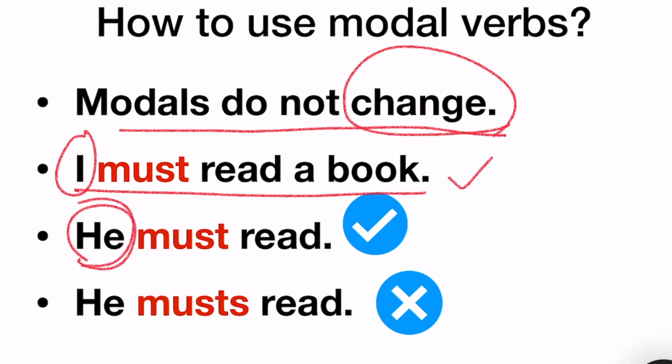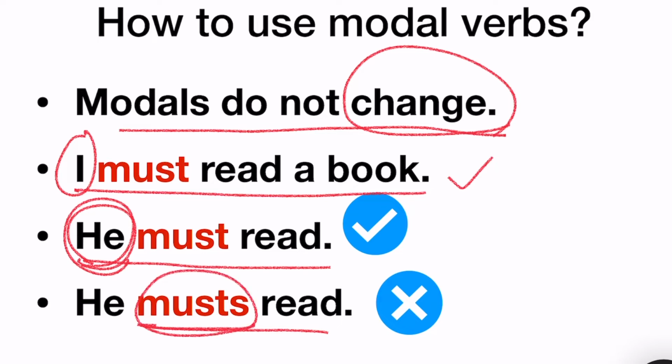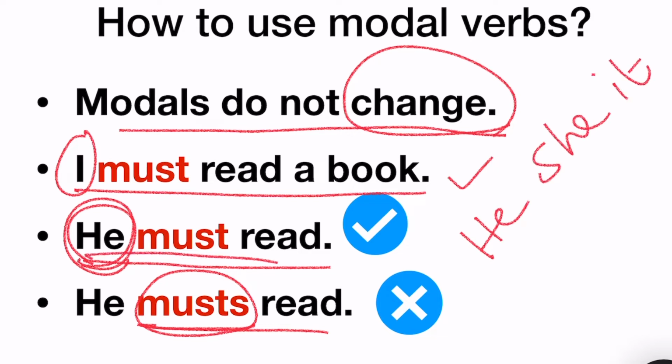When you use the subject he, the sentence is he must read, not he musts read. You should not add s after the modal verb when the subjects are third person singular. That is he, she, it. So, he must read is the correct answer.